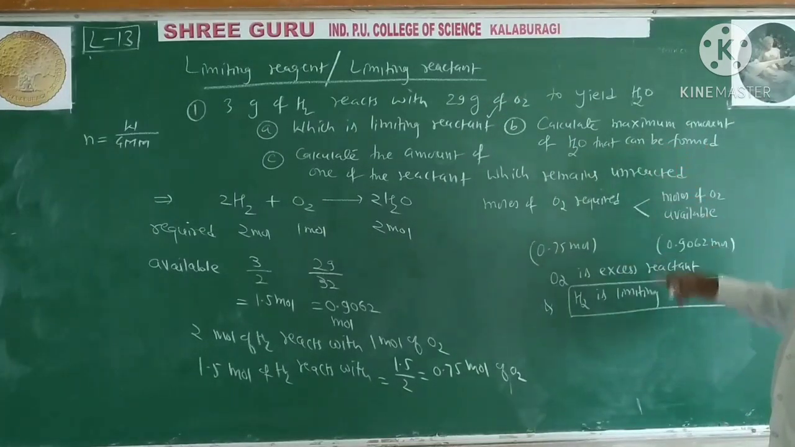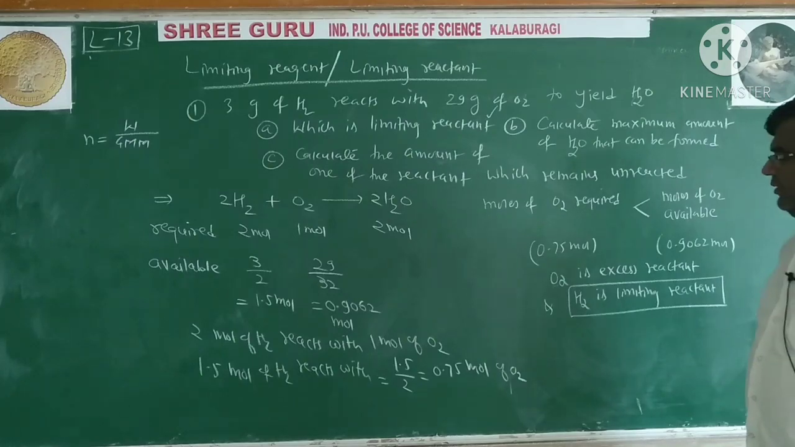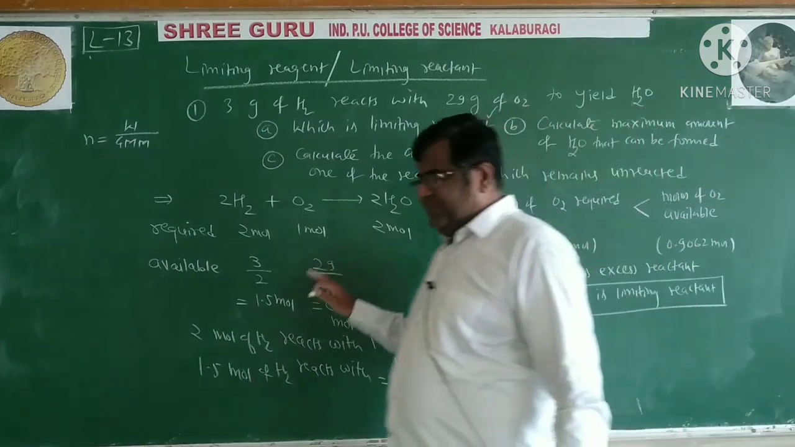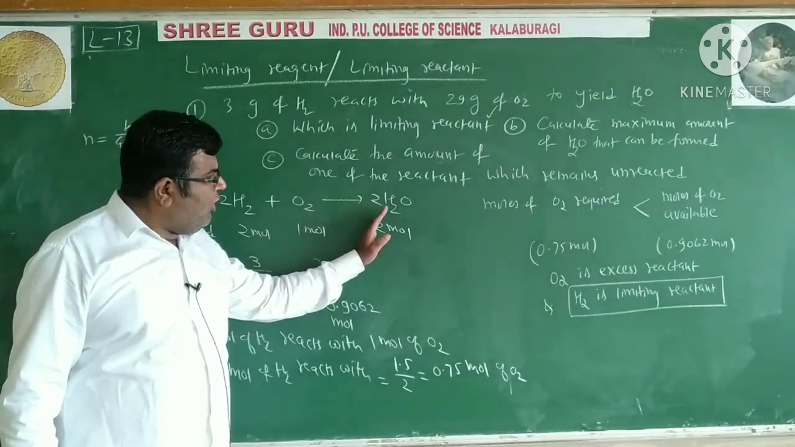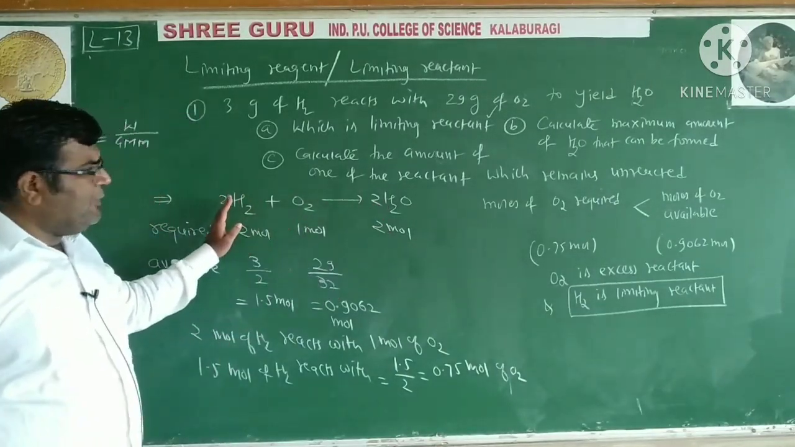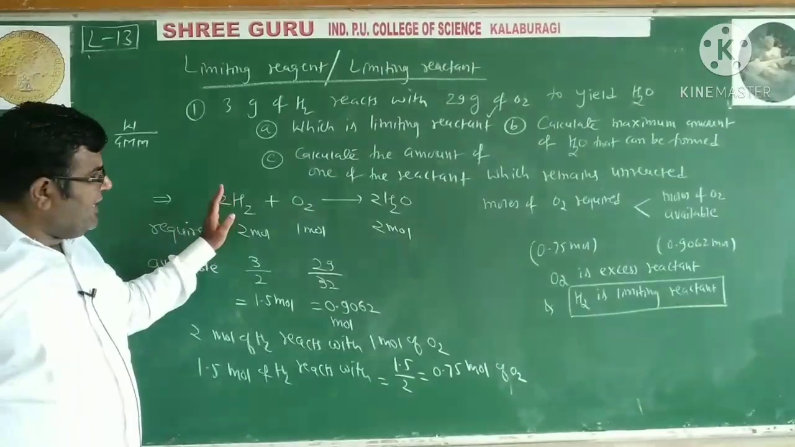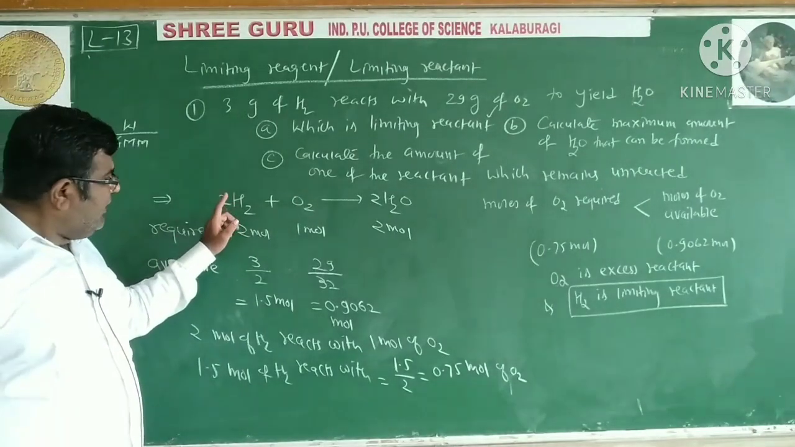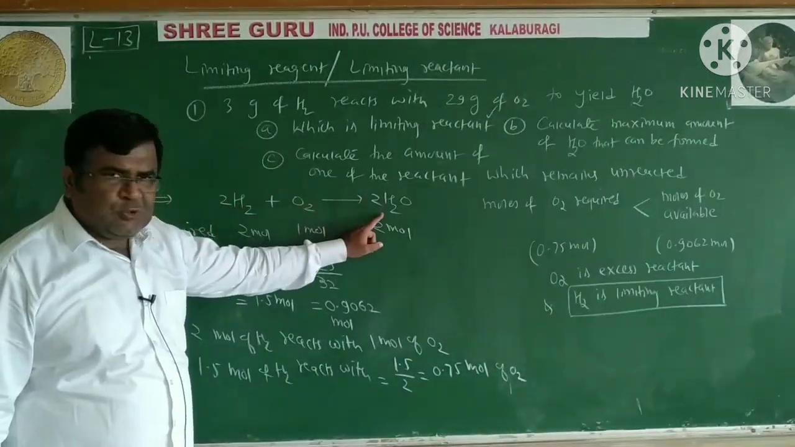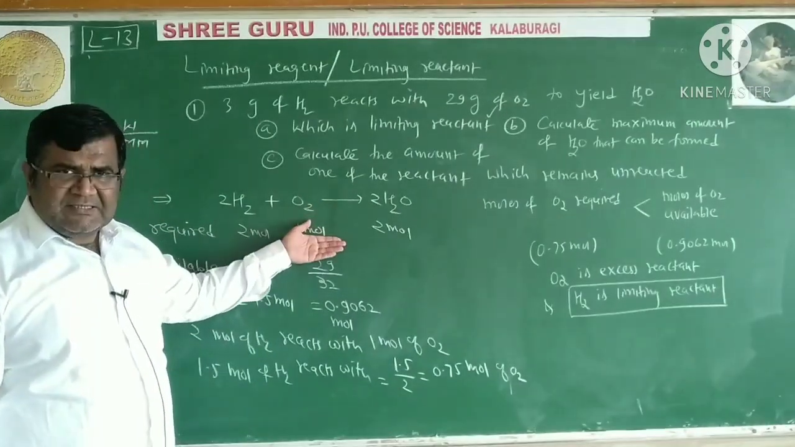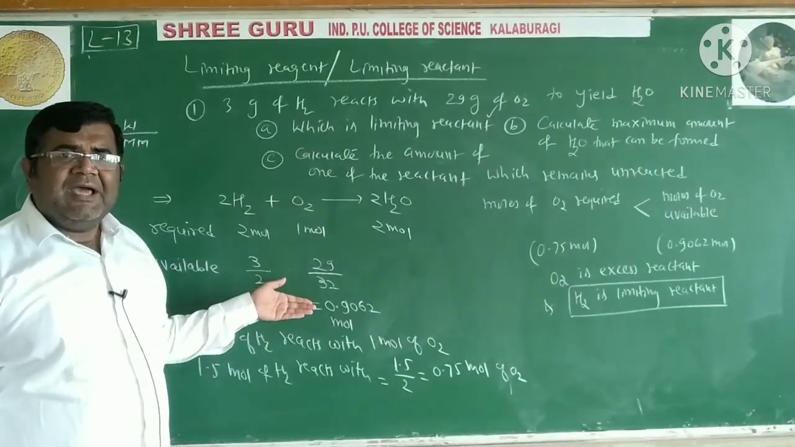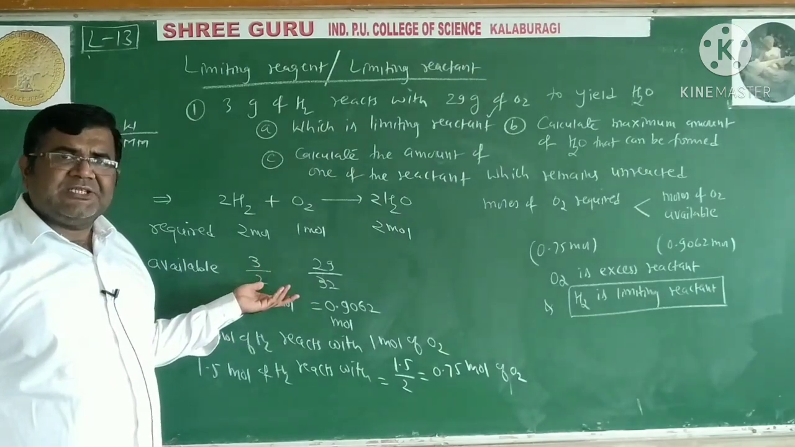Calculate the maximum amount of H2 that can be formed. Now leave the oxygen, because oxygen is in excess. The amount of H2 formed depends on the amount of hydrogen now. So you can answer this question by comparing the reactants. We have to leave oxygen now, because oxygen is in excess. It will remain as the excess reactant.